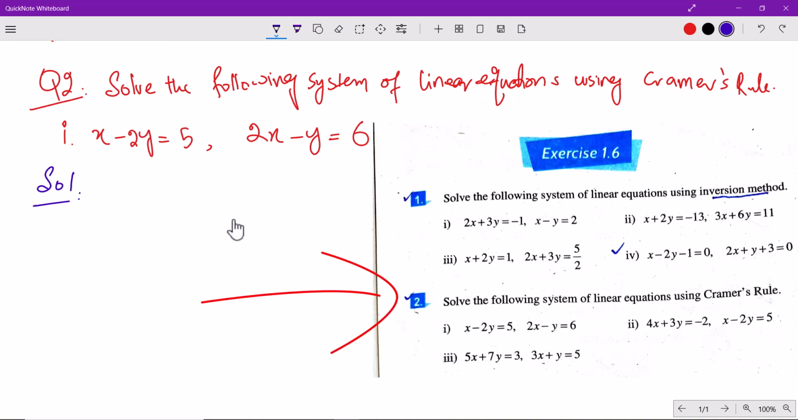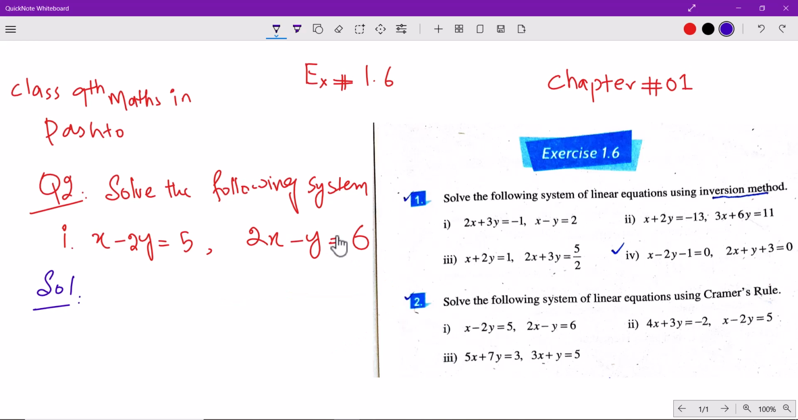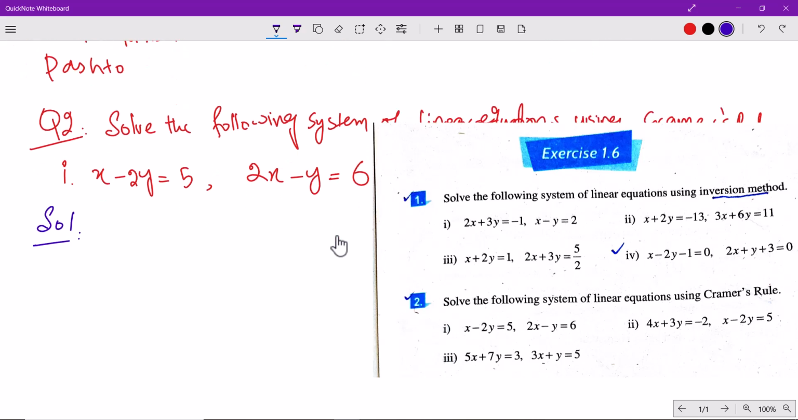Class 9 Maths Exercise 1.6. Question number 2. Solve the following system of linear equations using Cramer's rule.